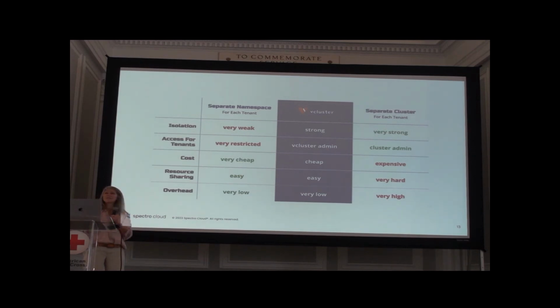Namespaces. Out-of-the-box namespaces are not that secure. But what they've done in vCluster is that they have specific modes that apply policies that are already vetted that give you this strong isolation that you see in the middle here.